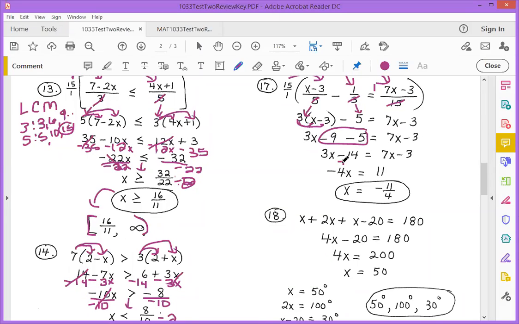Now we want to solve. We're going to add 14 to both sides of the equation, and we're also going to subtract 7x from both sides. So 3x minus that 7x gives us -4x. -3 plus the 14 gives us 11. And we'll divide both sides of the equation by -4. So x equals -11/4.